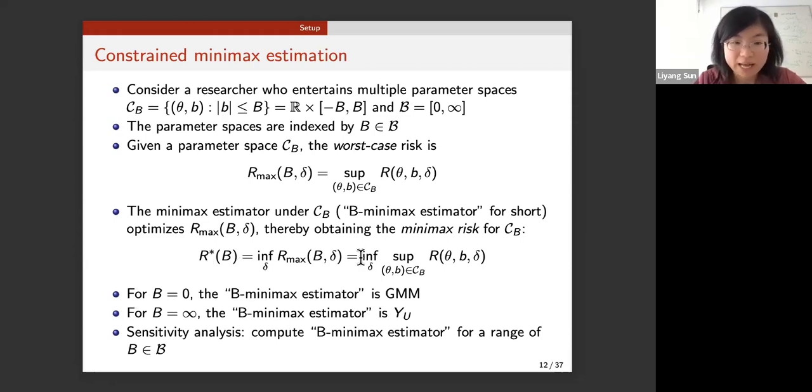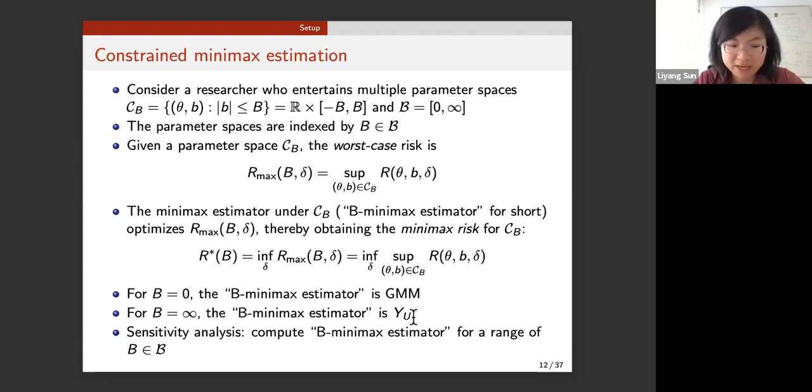So for example, when the upper bound is imposed to be 0, the B minimax estimator is the GMM under the mean squared error criterion. And this point I've already discussed earlier. If the upper bound is infinity, that is, bias is unrestricted, then the minimax estimator is the robust estimator, because we have to throw out the restricted estimator, which would have unbounded worst case risk. So the choice of the upper bound reflects the trade-off between efficiency and robustness.